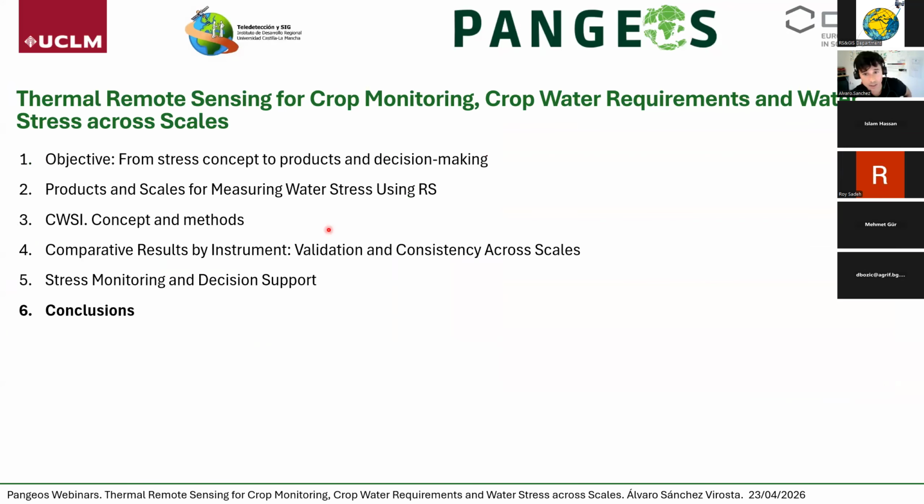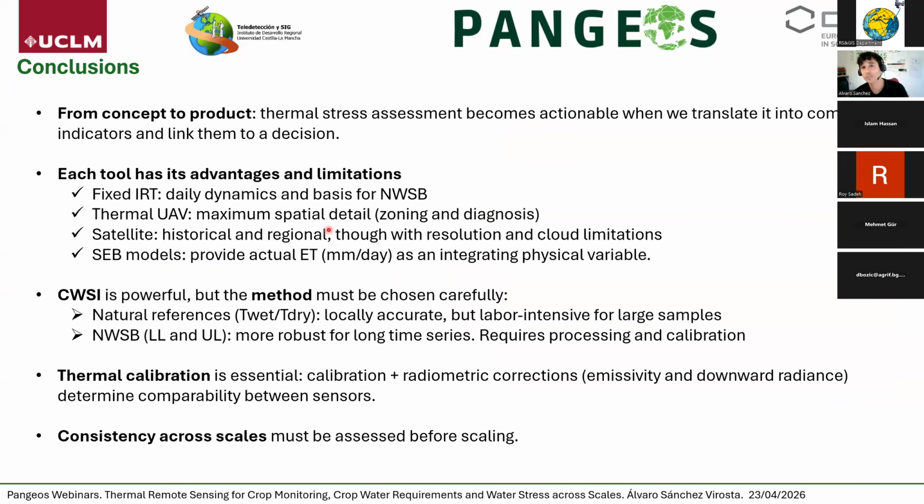So just to conclude, some take-home messages. It's important to move from the concept to the product. Thermal stress can be very operative, and we can translate it to use it for decision making. Each tool has its own advantages and limitations, so we need to be sure what our aim is, what our target is. Crop water stress index is very powerful, but the method must be chosen carefully in terms of what we need to check. And of course, thermal calibration is essential, especially when we are going to use different sensors. So this will allow us to have consistency across different scales.